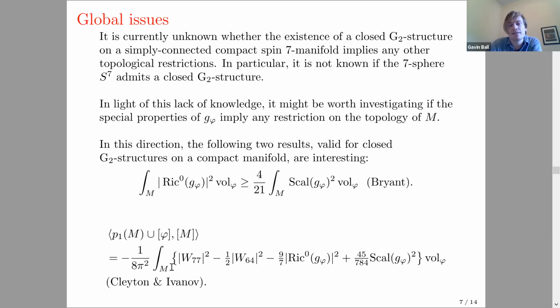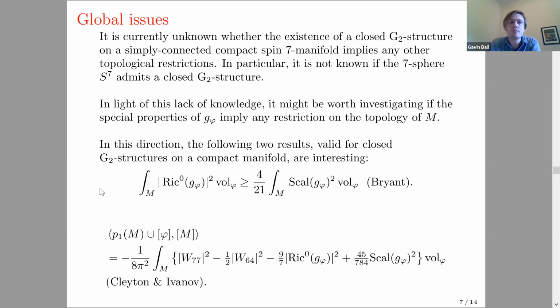So what's interesting about this is that this integral is actually a topological invariant of my closed G2 structure. So if I vary within the cohomology class, this thing is going to stay the same. What's also interesting is that if I'm on the 7-sphere, then this cohomology class is 0. So actually this integral has to be 0 for the metric induced by some hypothetical closed G2 structure on the 7-sphere. Okay, so I just thought these were interesting, but I haven't got too much more to say about this.